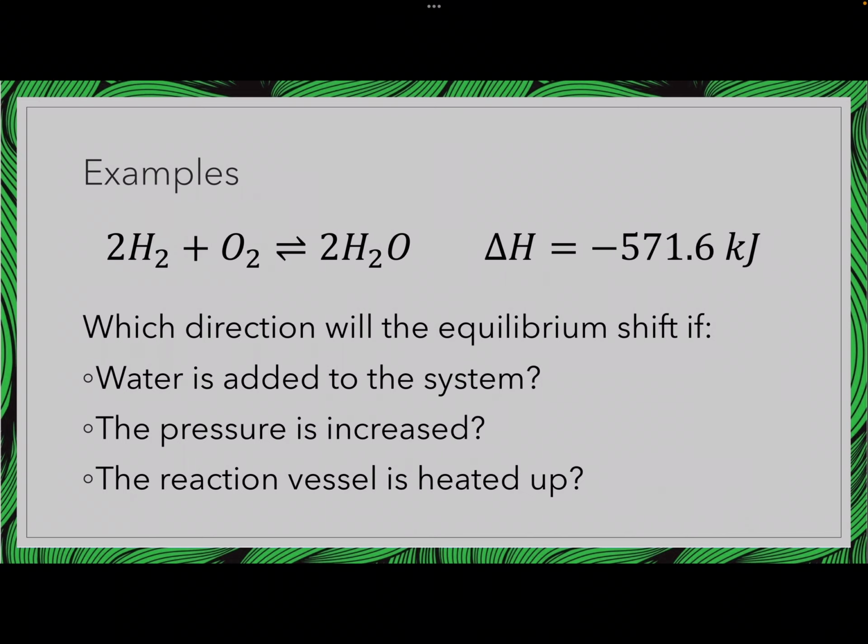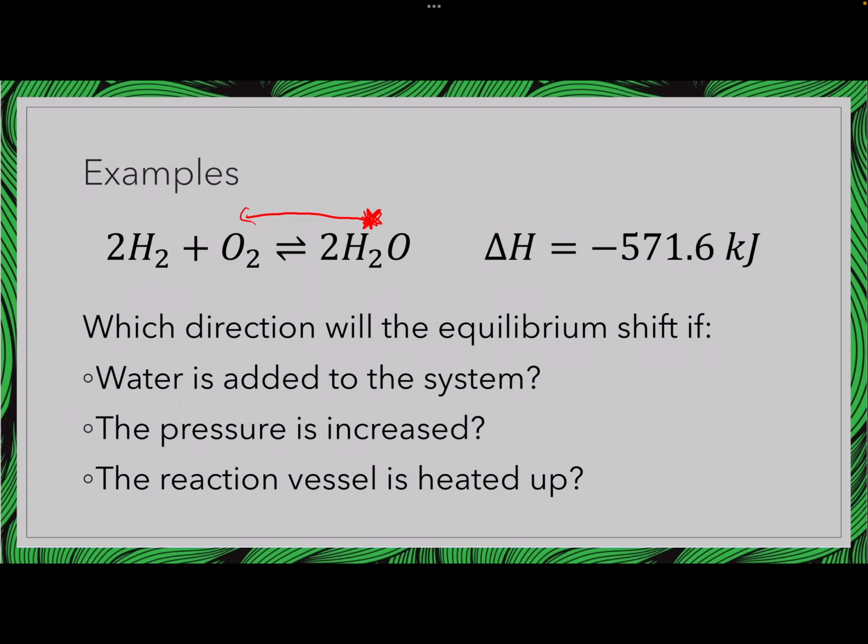This one, nice and easy. 2 hydrogens plus oxygen gives us 2 waters. So which direction will the equilibrium shift if water is added to the system? If we add water on this side, the equilibrium is going to shift to try and push to that side. Okay, so we're going to produce more hydrogen and oxygen.